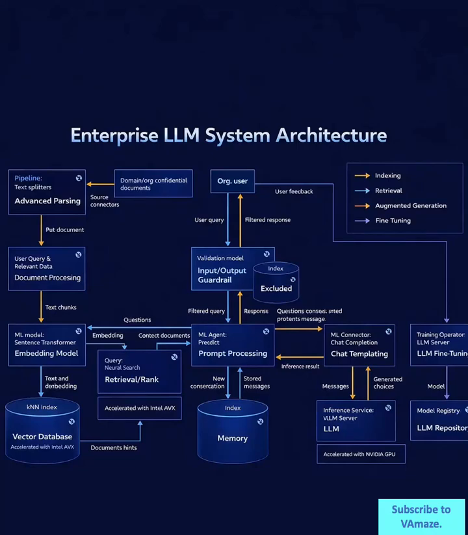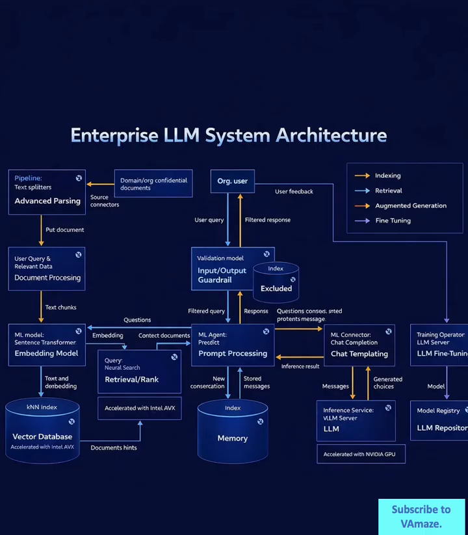Building enterprise LLM systems requires four critical capabilities: indexing your data, retrieving relevant context, augmenting generation with that context, and fine-tuning models to your domain. This architecture shows how these components work together in production. The journey starts with advanced parsing.